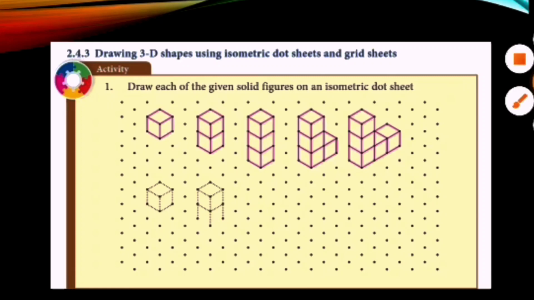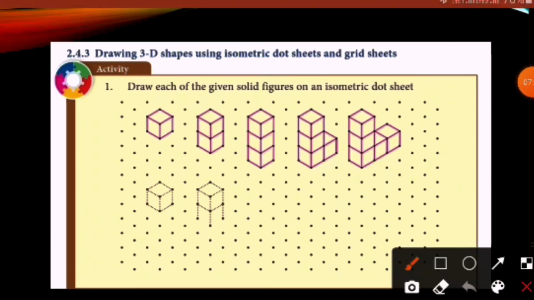Okay, so here they have drawn the picture above. They have drawn the shape with dots. So you have to try to complete these figures, same as the above figure.